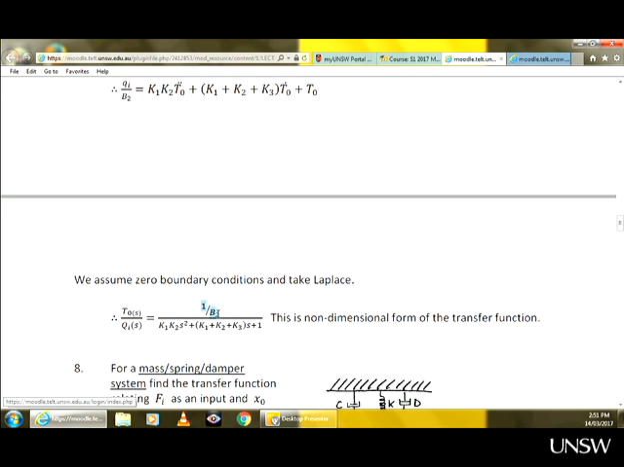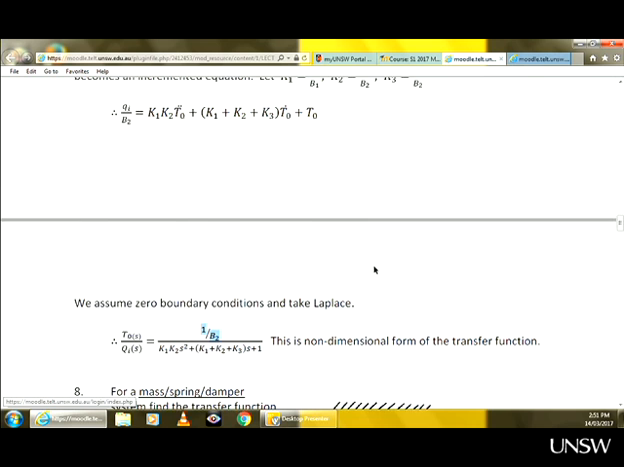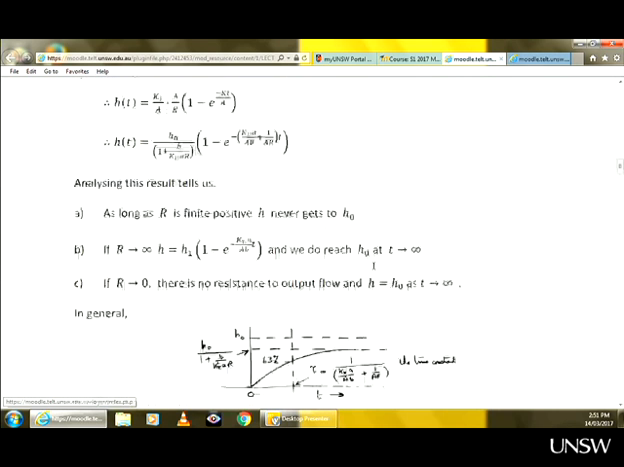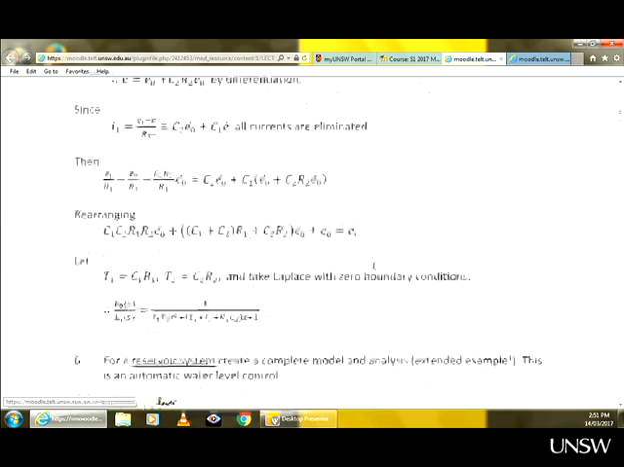guys, you're either too shy or you are falling behind. It's 1 over B2. That is the steady-state gain. Ignore this one, as we said.